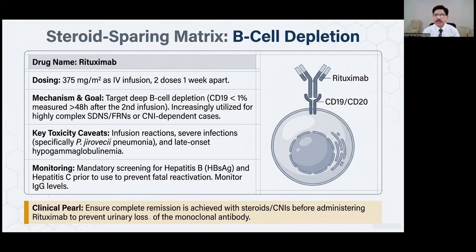Monitor the immunoglobulin level. What does it do? Rituximab targets the CD19 and CD20 lymphocytes, the B cell antibody. Ensure complete remission is achieved with steroids or CNIs before administering rituximab. So what do you do? First obtain remission with steroid or CNI, and to prevent relapse, you give the rituximab, to prevent urinary loss of the monoclonal antibody. Otherwise, when the disease is very severe, with heavy proteinuria that is not controlled, if you give rituximab, it also goes in the urine and is wasted. It is a very costly drug, and you are wasting it in the urine. So control the proteinuria first and then give the monoclonal antibody.